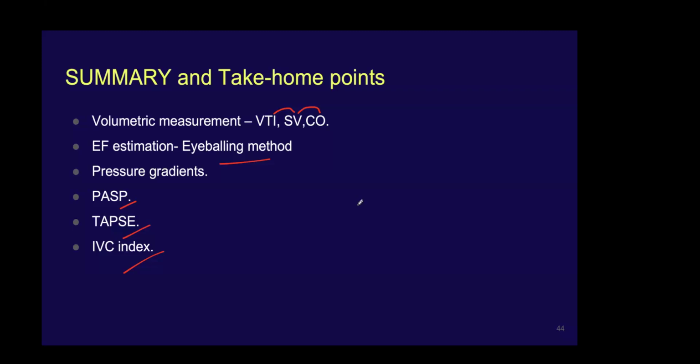Okay. Any more questions? Any questions from the audience? As of now, there are no comments or questions in the chat box. Yes, I have received one question from the delegates. I'm putting it in the chat box.